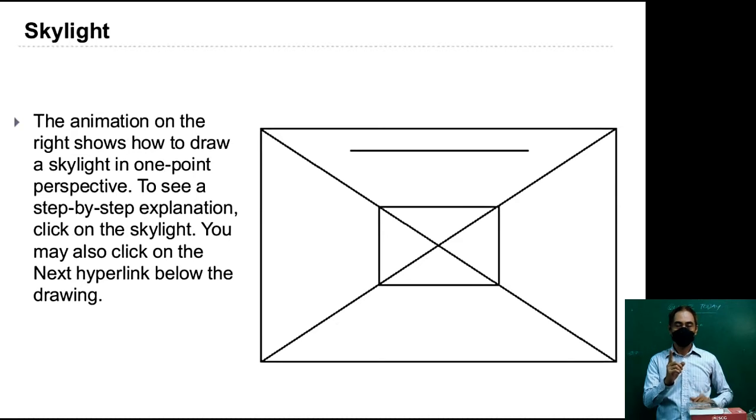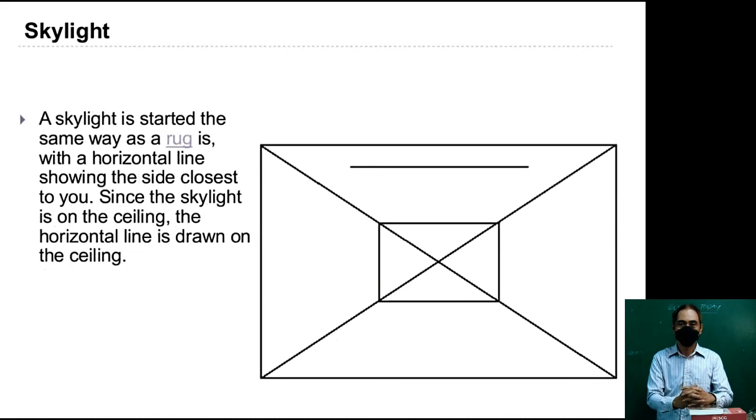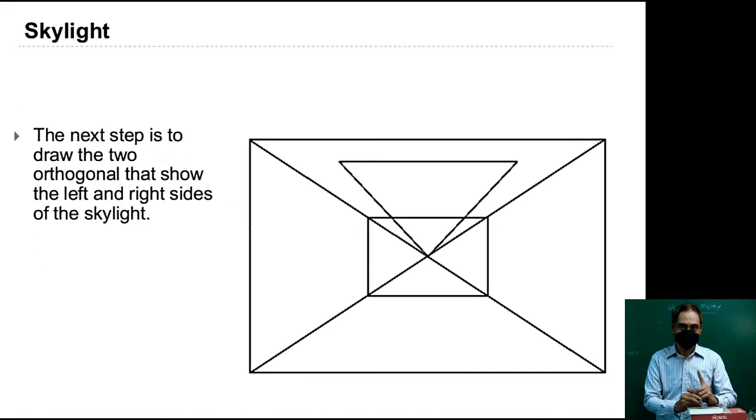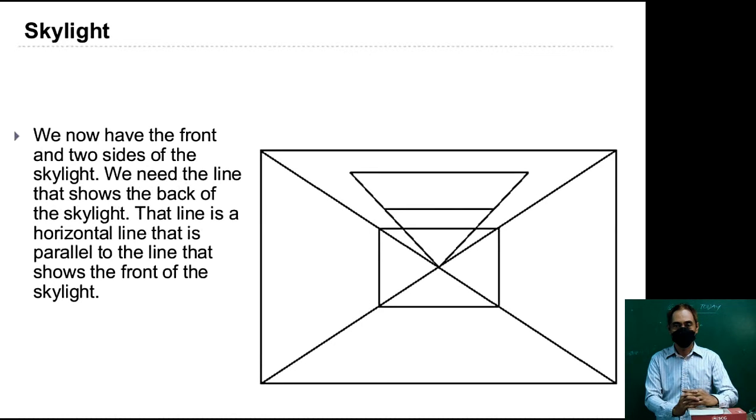Skylight. The animation on the right shows how to draw a skylight in one-point perspective. To see a step-by-step explanation, you can click the skylight on the ceiling. The next step is to draw two orthogonals that show the left and the right side of the skylight. Make that skylight a box light. We now have the front and the two sides of the skylight.